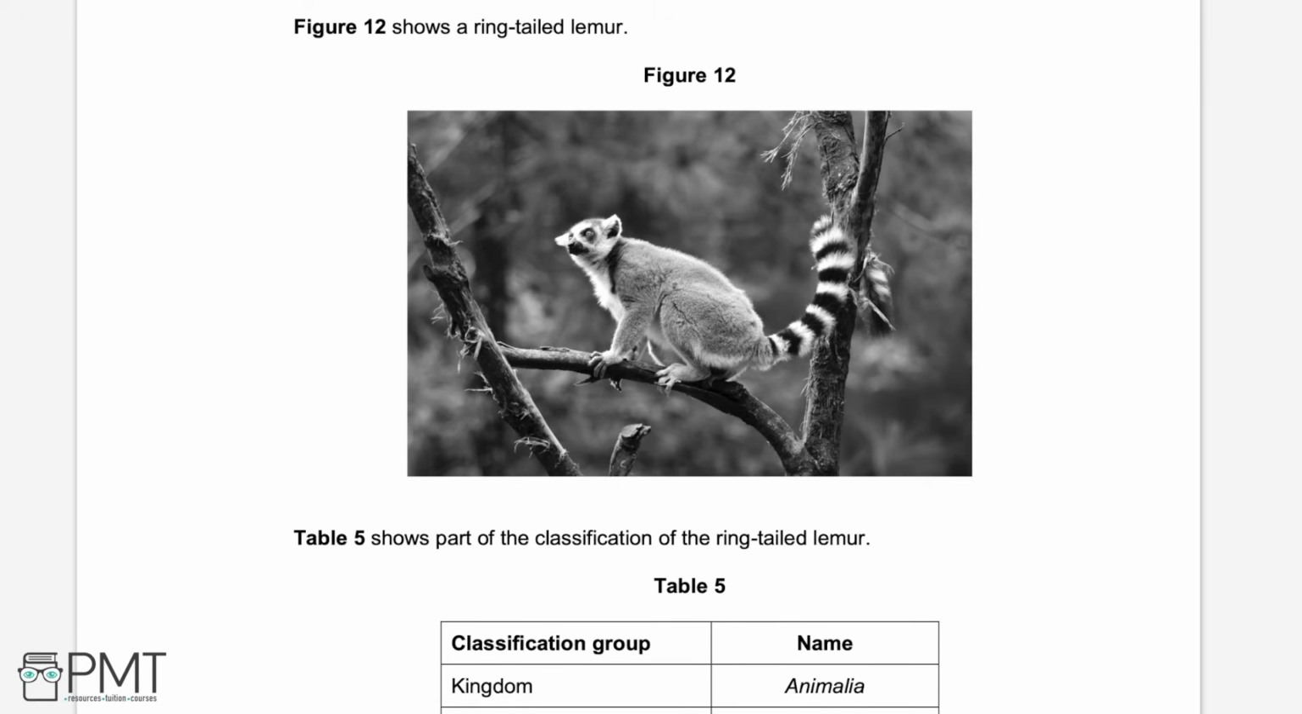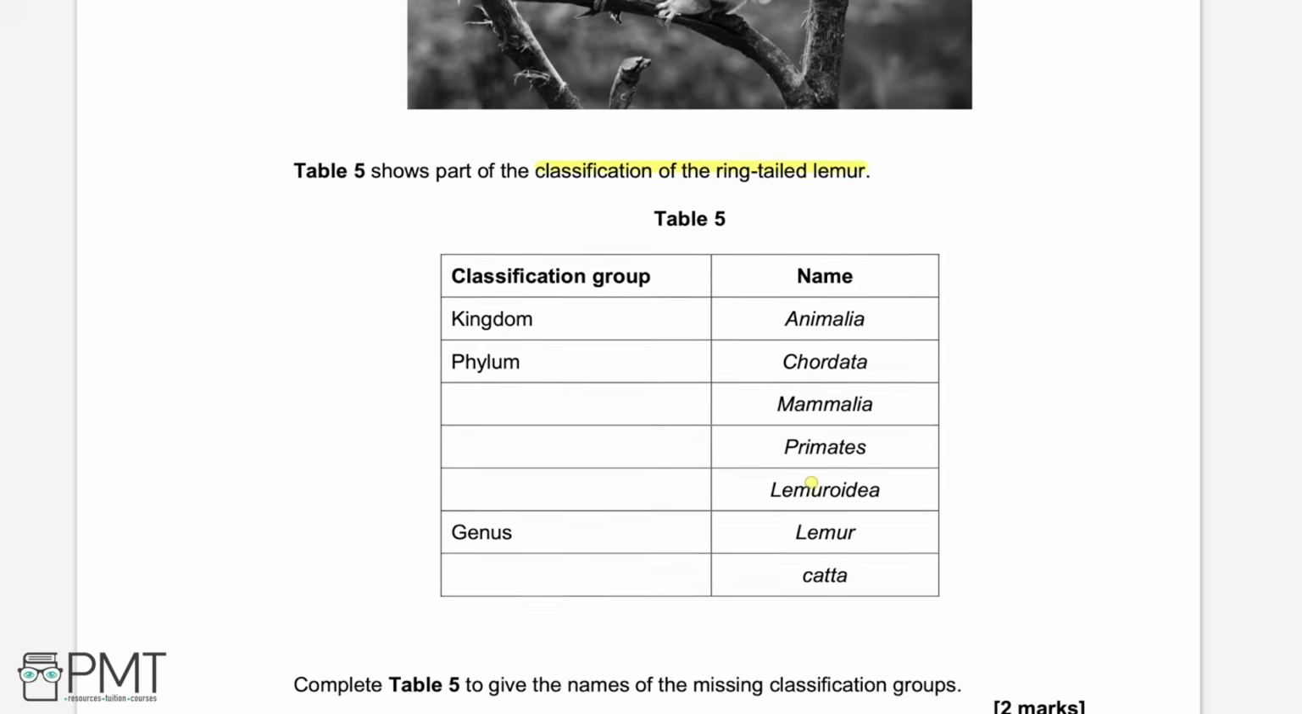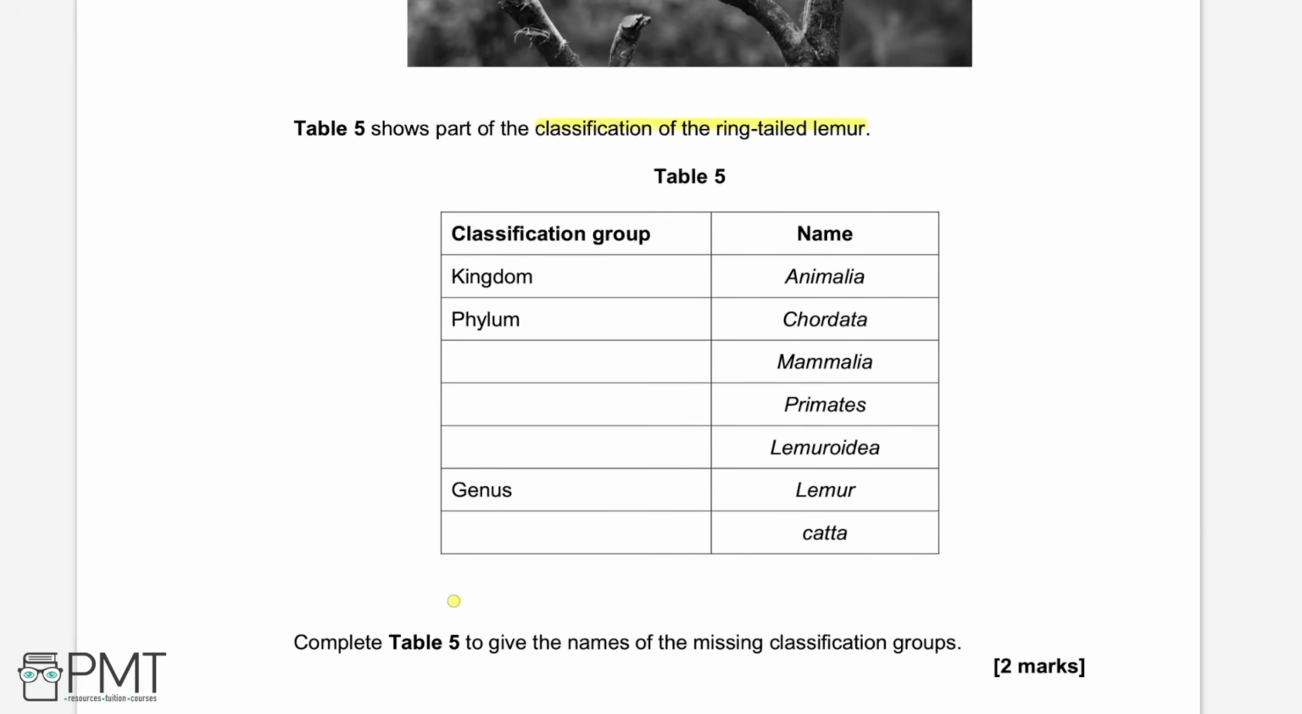Hi, today we're going to be answering a GCSE Biology question on speciation and taxonomy. Figure 12 shows a ring-tailed lemur. You can identify it by its ring tail, hence the name. Table 5 shows part of the classification of the ring-tailed lemur. We have on the left the classification group and the appropriate name for the lemur. Complete Table 5 to give the names of the missing classification groups.